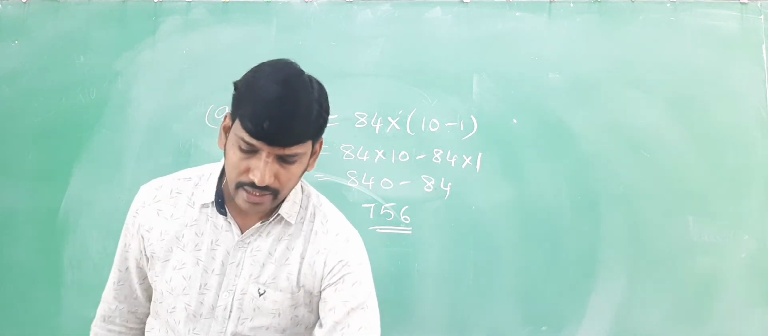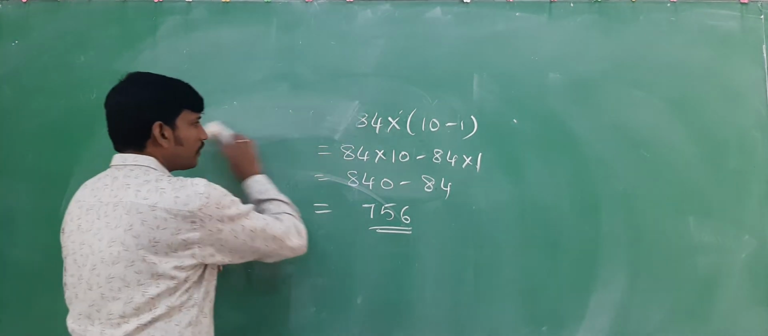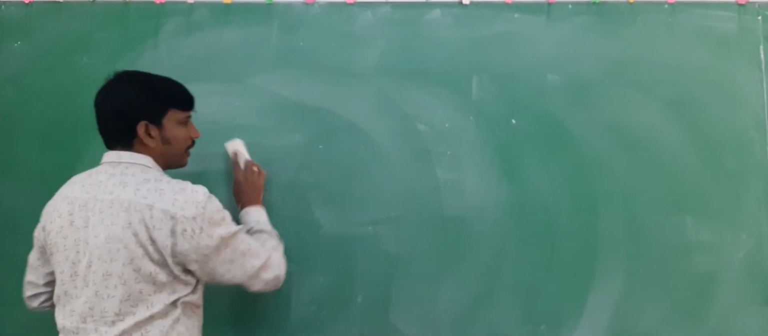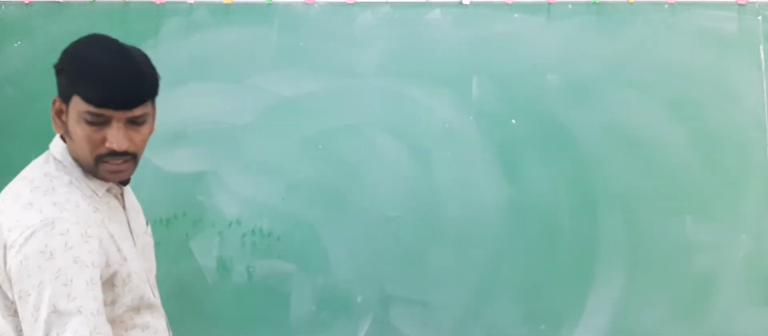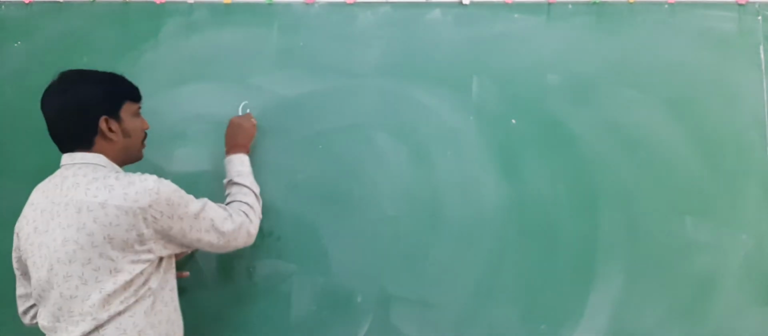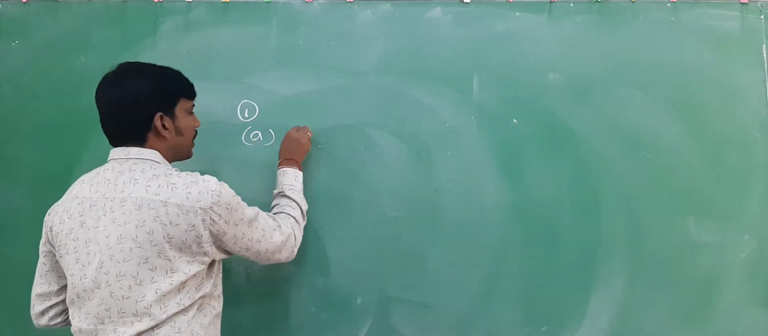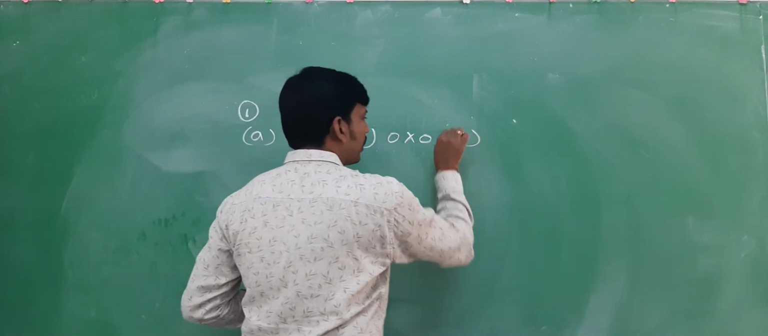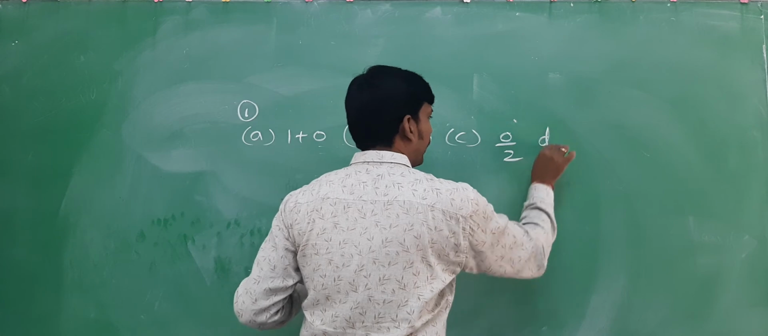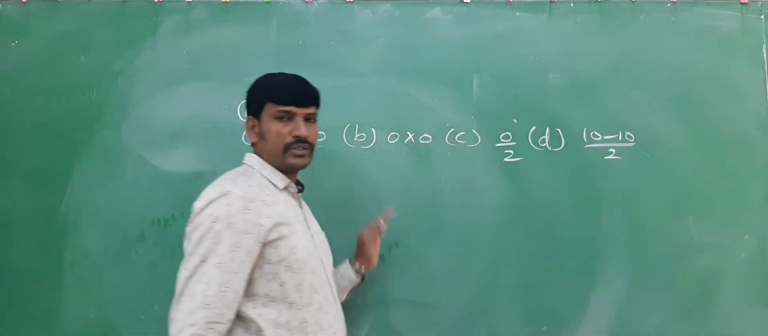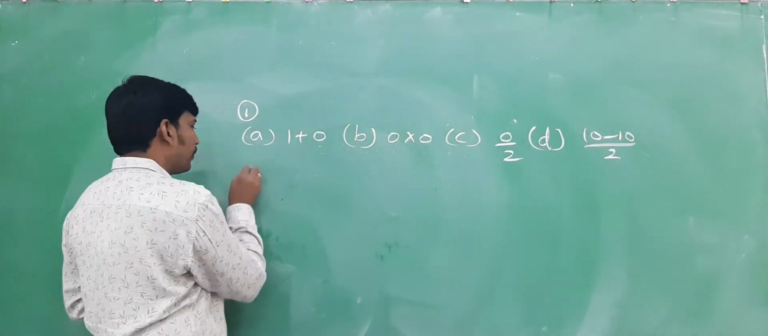Now come to exercise 2.3. In exercise 2.3, question number 1. What is question number 1 here? Which of the following will not represent 0? A is 1 plus 0, B is 0 into 0, C is 0 by 2, and D is 10 minus 10 by 2. Now just simplify all these and you will get the solution.